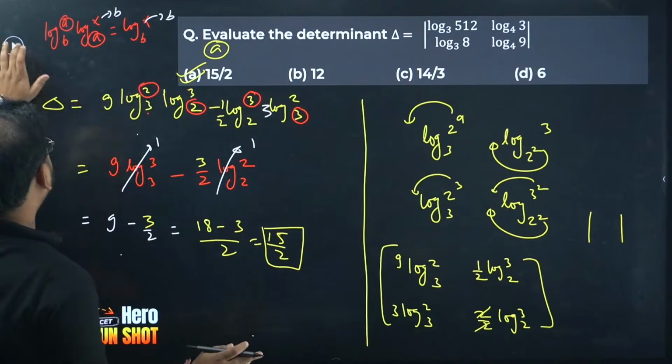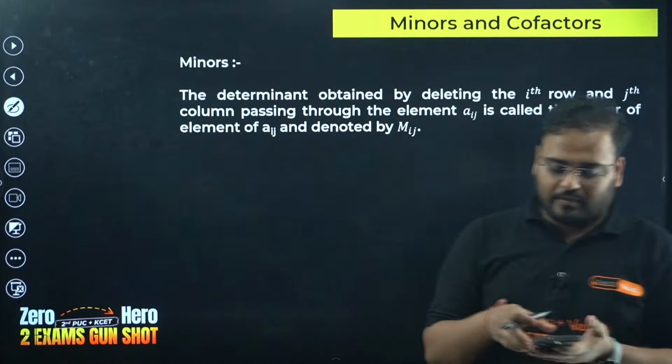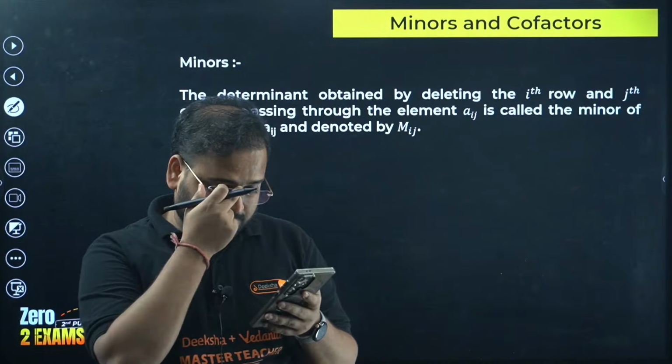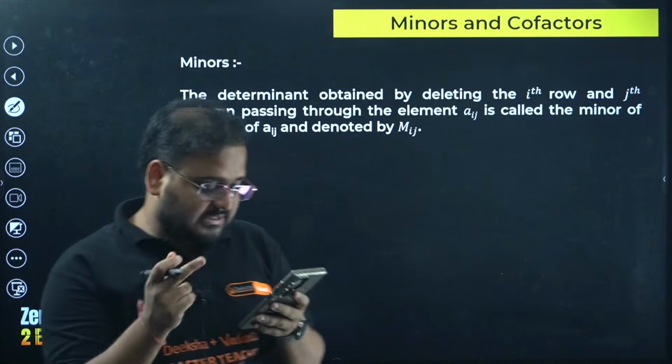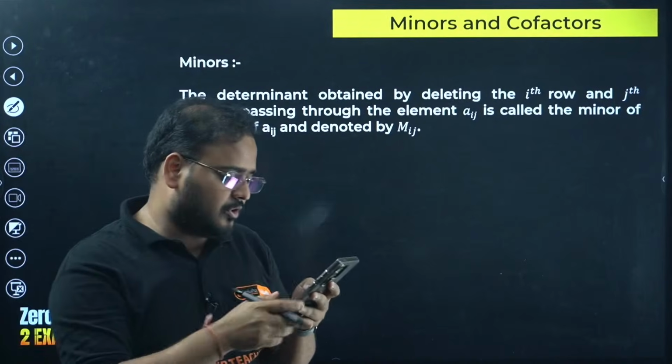Okay, moving on. Now we're going to start working on minors and cofactors. Is your doubt clear? Yes, I can summarize that. Vaishnavi R. Nayak, is your doubt clear? Let me know in the comments.